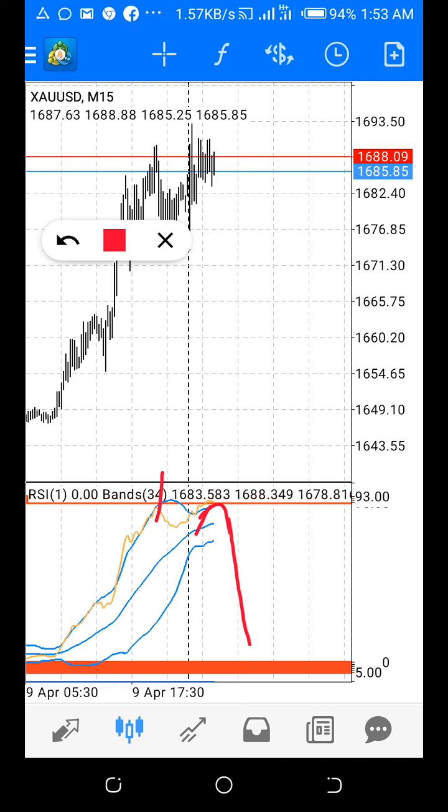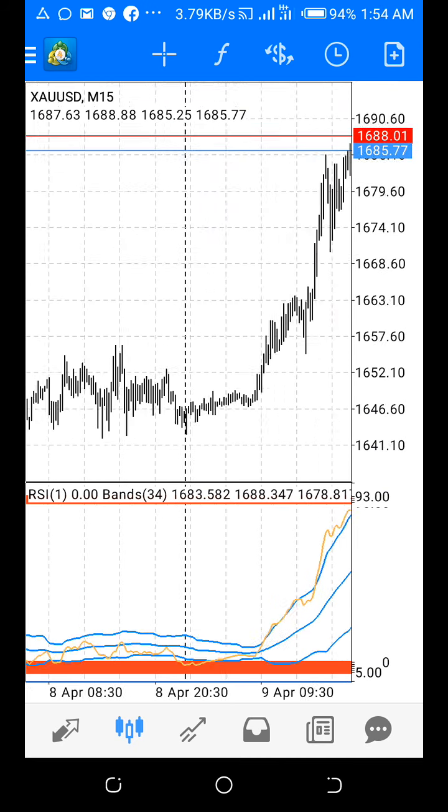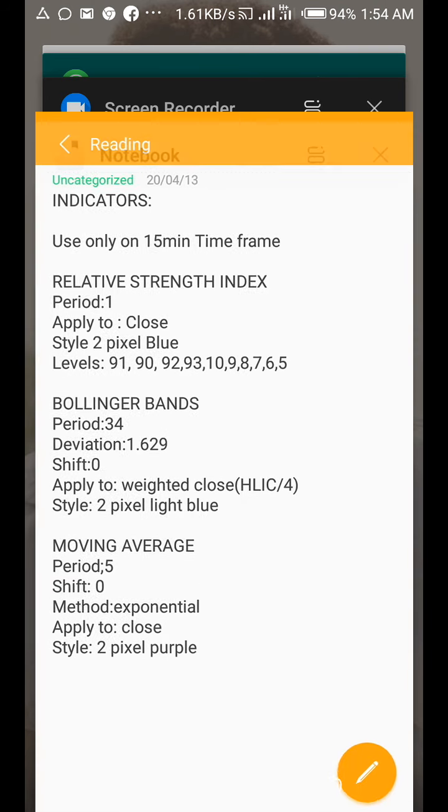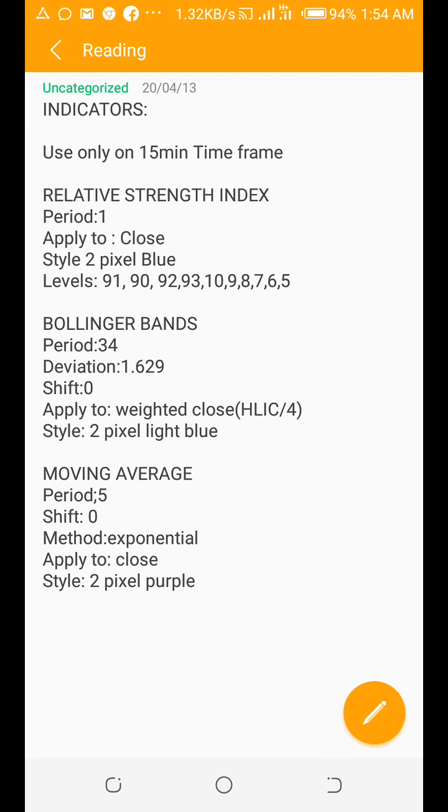One thing is, the brokers used to monitor what you are using and everything, but I'm no longer using it. So this is all about this indicator. Don't forget, this is the setup, this is the color indicator. Use only 50 RSI, Bollinger Band, and then moving average.